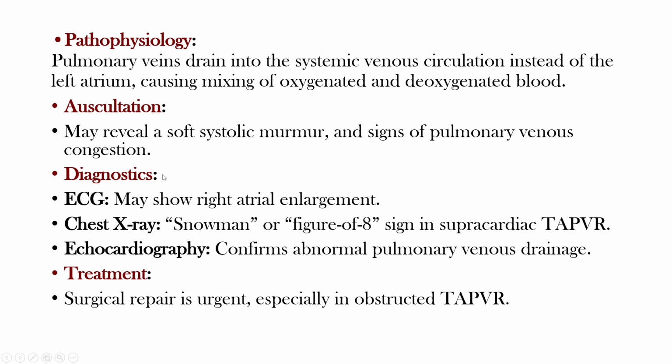So pulmonary veins will drain into the systemic venous circulation instead of the left atrium, causing mixing of oxygenated and deoxygenated blood. In the auscultation, this may reveal a soft systolic murmur. For the diagnostics, ECG may show right atrial enlargement. And for the chest X-ray, we will see a snowman or figure 8, which is a very clear sign for it. Echocardiography will confirm the diagnosis and the treatment is surgical repair.